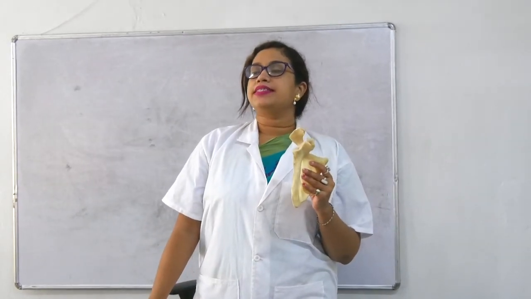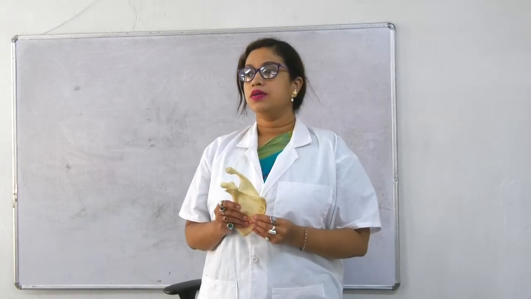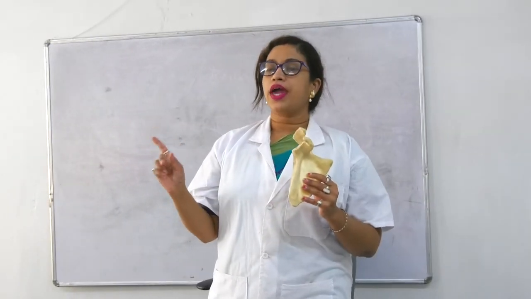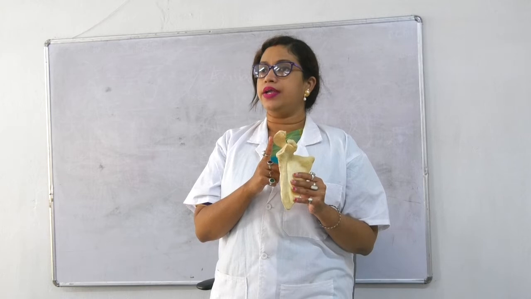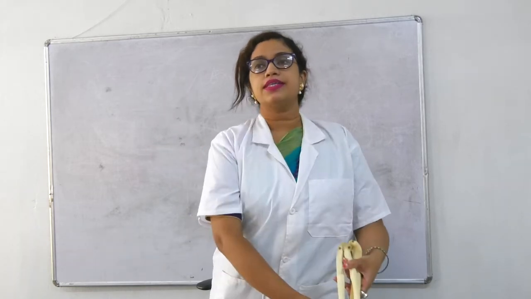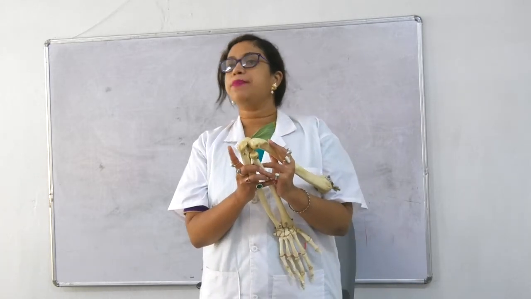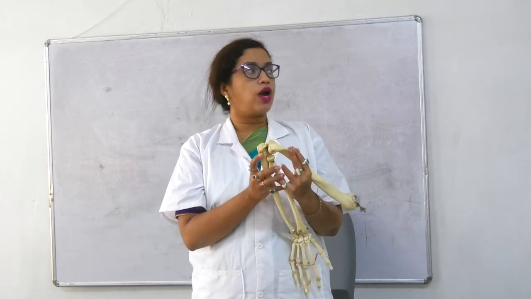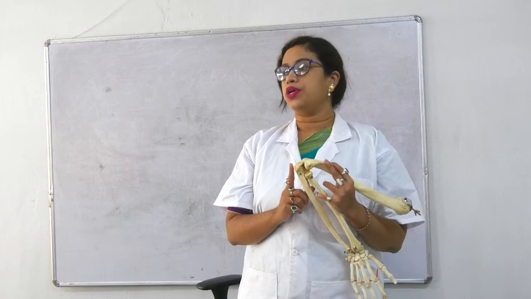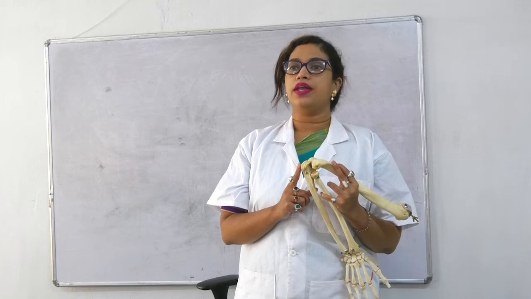And where does it get inserted? There is a common insertion for the long head and the lateral head, a common tendinous insertion at the elbow, the olecranon. Which one is the olecranon process? Here, the tip of the olecranon. Actually, for insertion you have to write: the posterior aspect of the superior surface of the olecranon process.